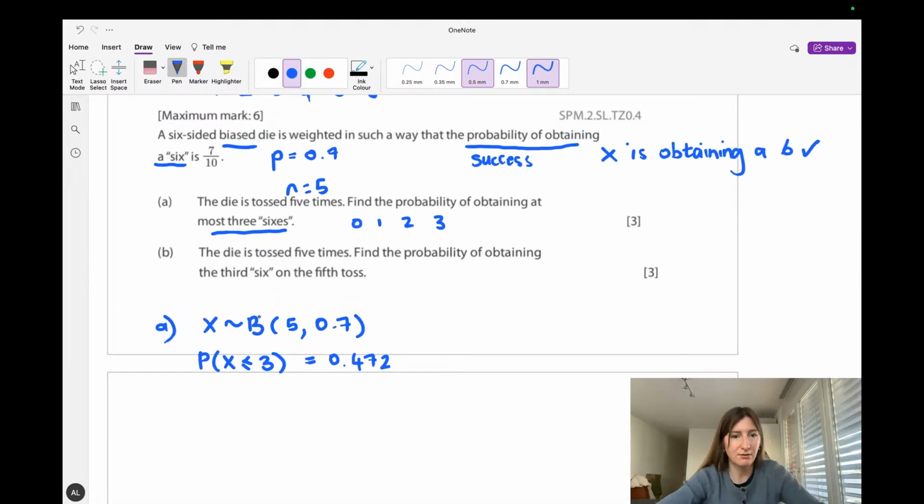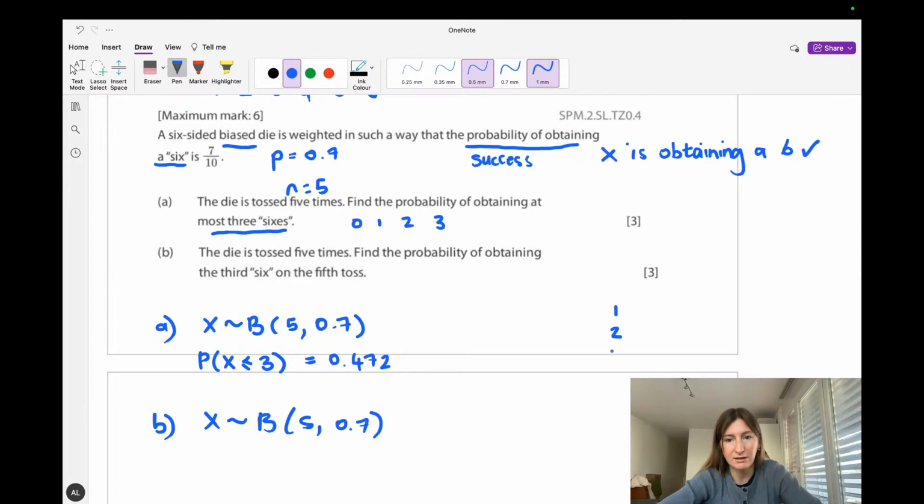All right, let's go for B. Has anyone said anything? No. Okay, the die is tossed 5 times. So again, great, let's write in what we have. Tossed 5 times. Same number of trials, we had 0.7. Find the probability of obtaining the 3rd 6 on the 5th toss. Okay, so the last toss, we're going to get the 3rd 6 on the 5th toss. So let's just have a look at what that looks like.